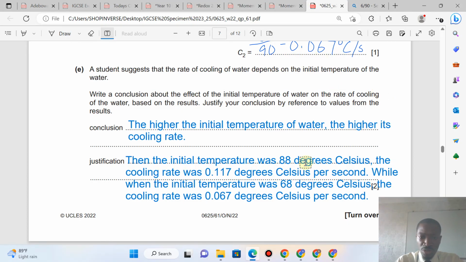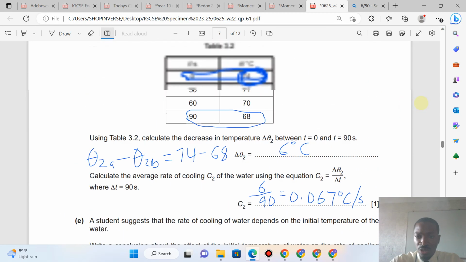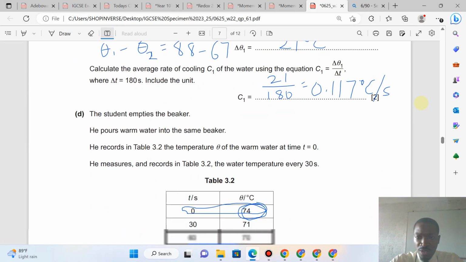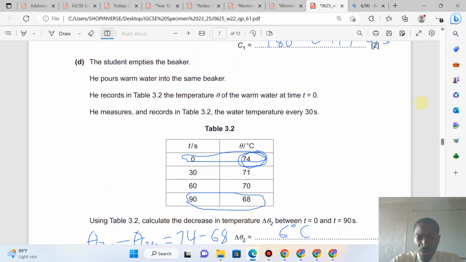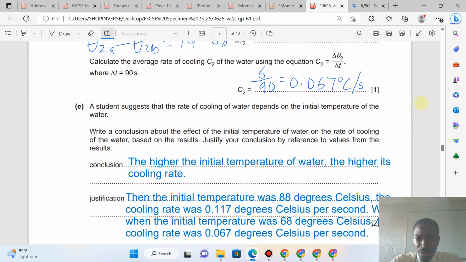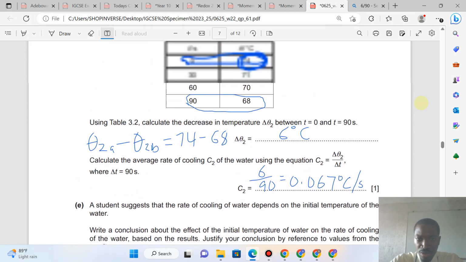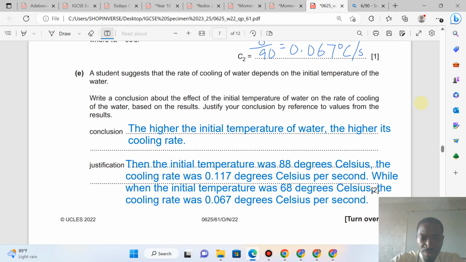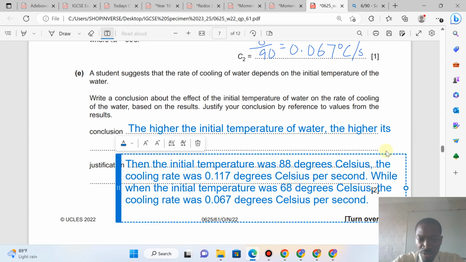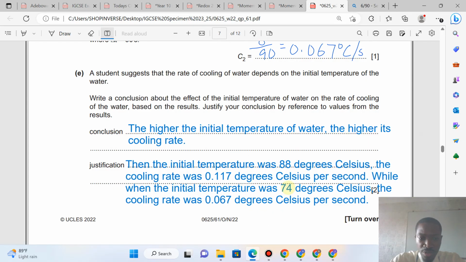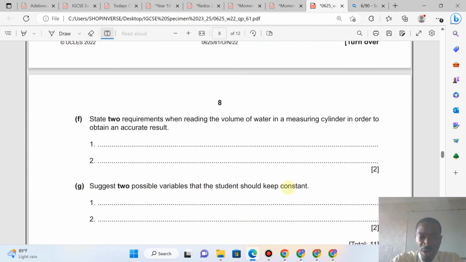When the initial temperature was 88 degrees Celsius, the cooling rate was 0.117 degrees Celsius per second. While when the initial temperature was 74 degrees Celsius, okay, you put 74 here, this should be 74. The cooling rate was 0.067 degrees Celsius per second.